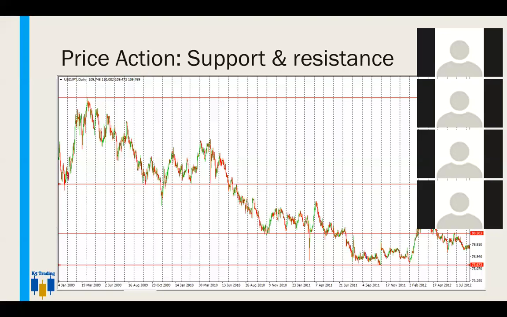Sorry, the question, like, if the support and resistance are very close to each other, like you were showing us earlier, you do not trade because the margin is too low, or is it risky? Sorry, can you repeat your question?